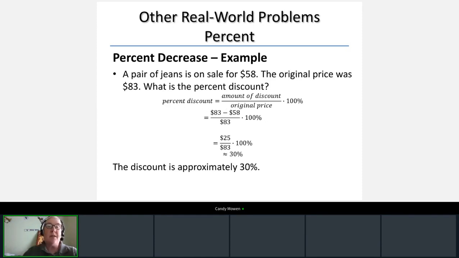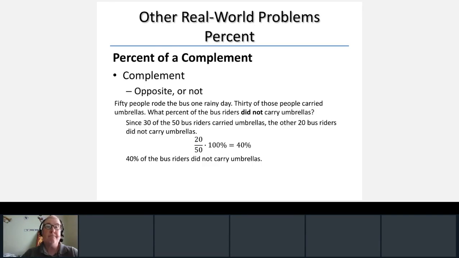How about a decrease? A pair of jeans is on sale for $58. The original price is $83. What is the percent discount? Take the original price, $83, minus the sales price, divided by the original $83, times 100. $25 over $83. The discount is approximately 30%.